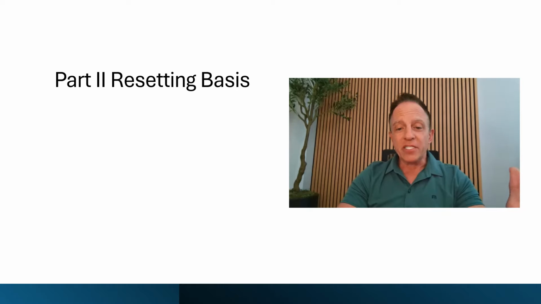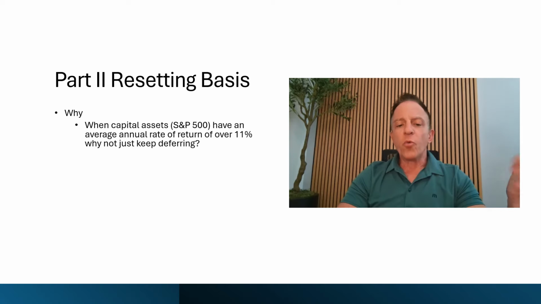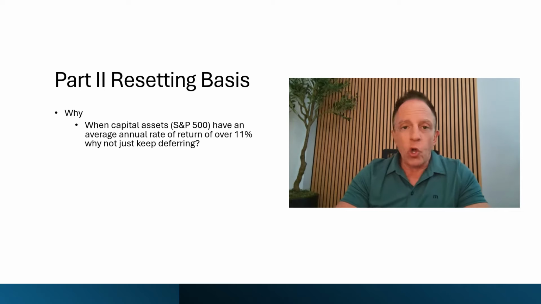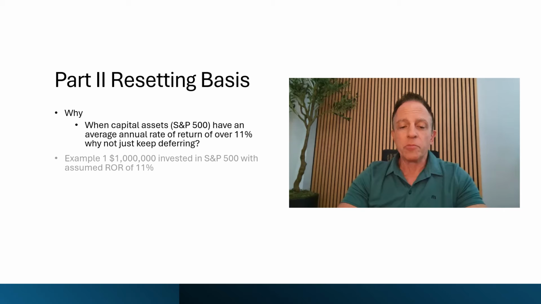Anyway, resetting the basis. Let's talk about how this actually could work for you. And why do you want to do it? Well, when you have capital assets, and let's say we use the S&P 500. Now, long-term average rate of return, a little bit better than 11%, certainly better than gold at 5 or 6%, certainly better than real estate at 6 or 7%. So long-term, this is why Warren Buffett is one of the richest people in the world. He's just used capital assets over a long period of time.